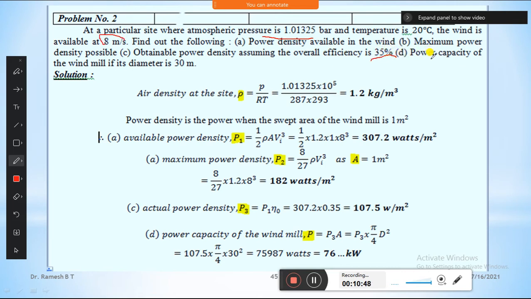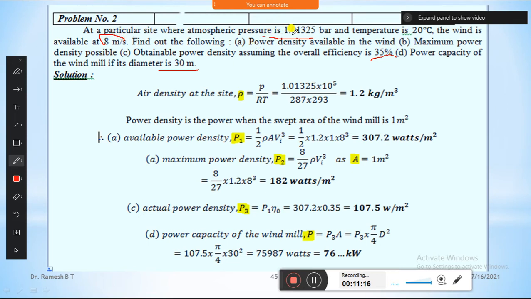And the fourth one, you have to calculate the power capacity of the windmill if the windmill diameter is 30 meter, so that you will get a swept area. From that swept area you have to find out the power. So by efficiency you can find the maximum power, and by knowing the swept area also you can find the maximum power. Clear?